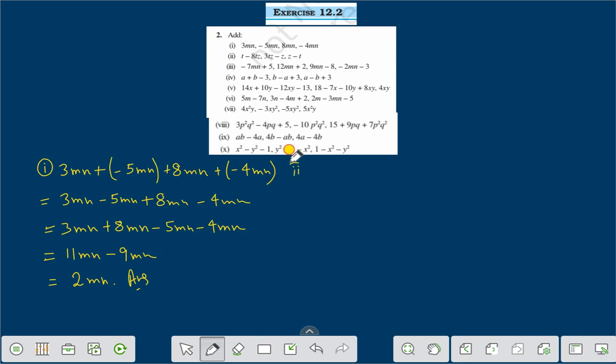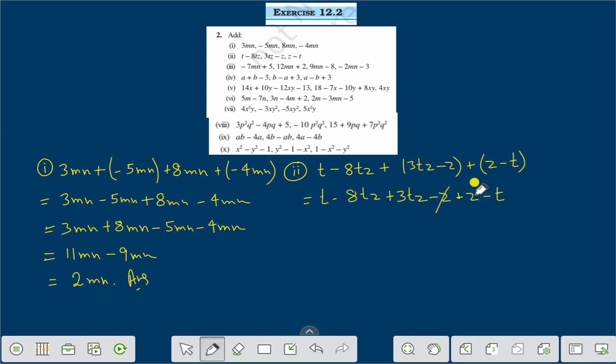Question number 2 is t minus 8tz plus 3tz minus z plus z minus t. You can write here in this way, t minus 8tz plus 3tz plus into minus is minus z plus z minus t.